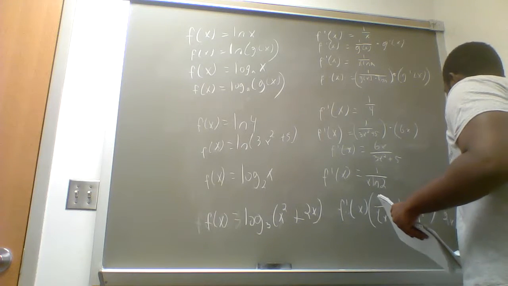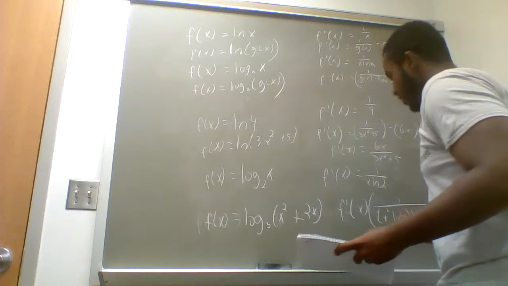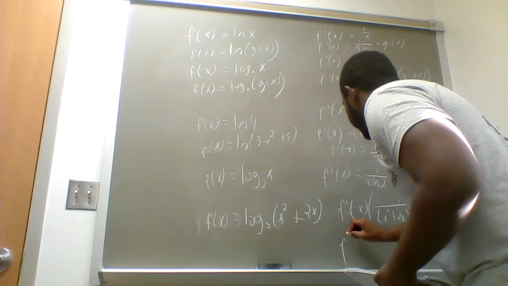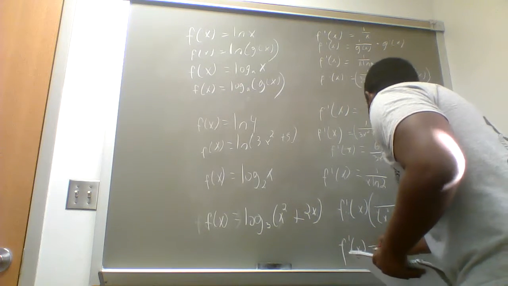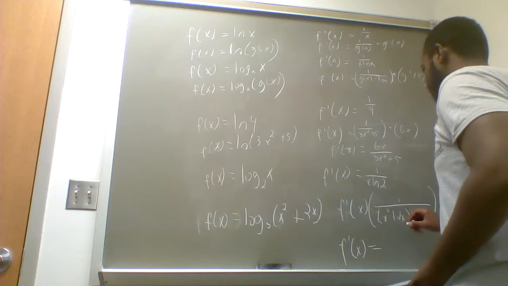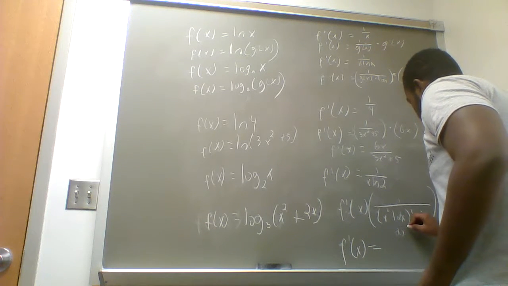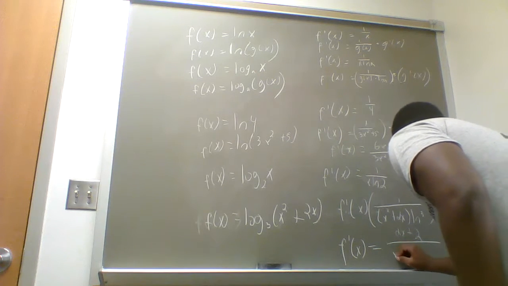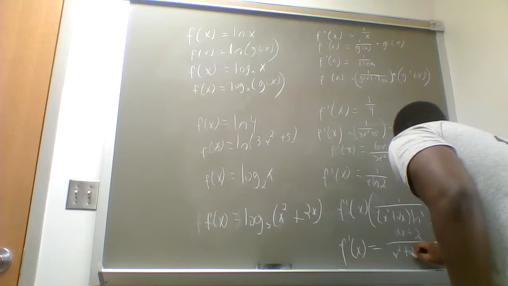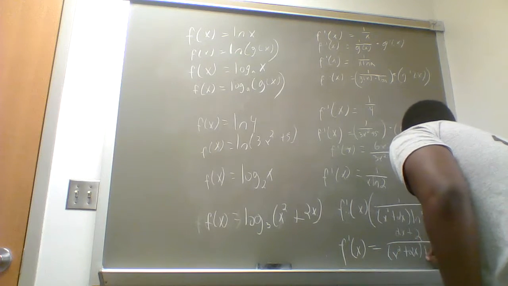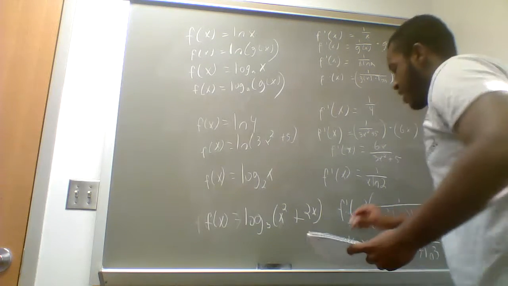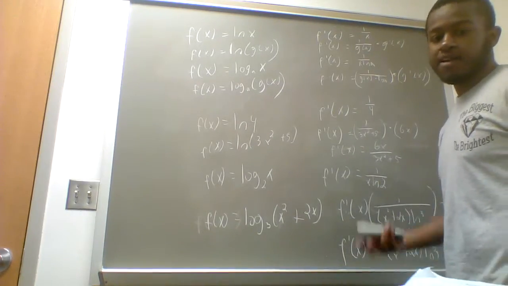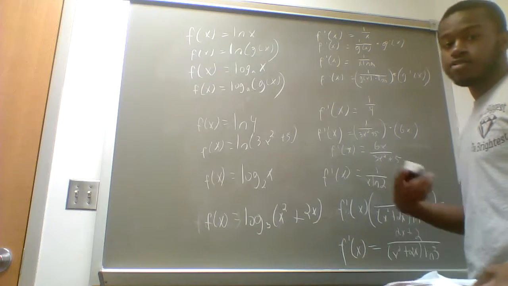Now to simplify this, just multiply it by the numerator, and you have your answer as f prime of x equals 2x plus 2 over x squared plus 2x times the natural log of 3. And that's the final example for logarithmic functions and their derivatives and how to apply them.